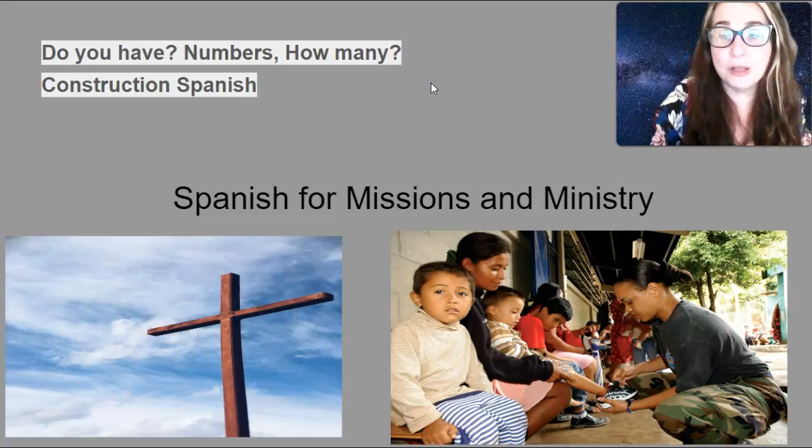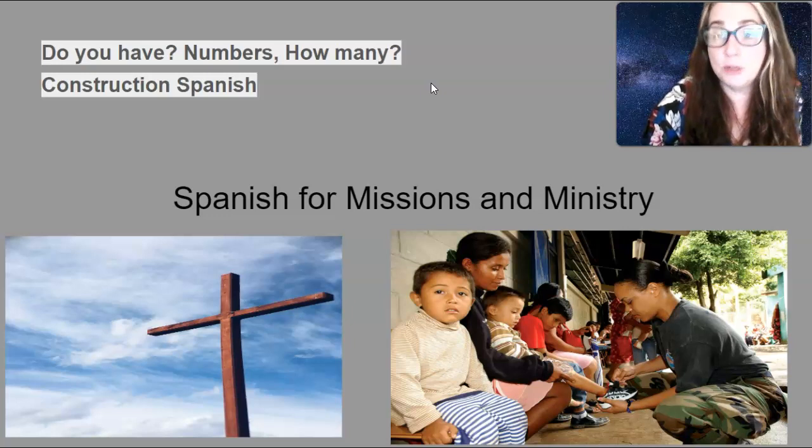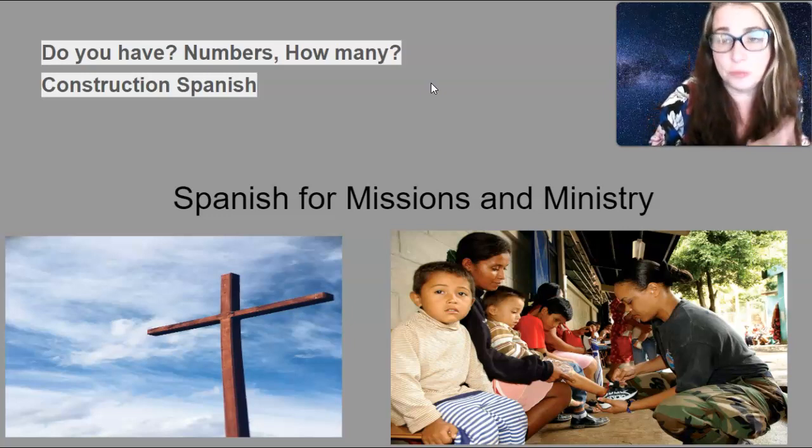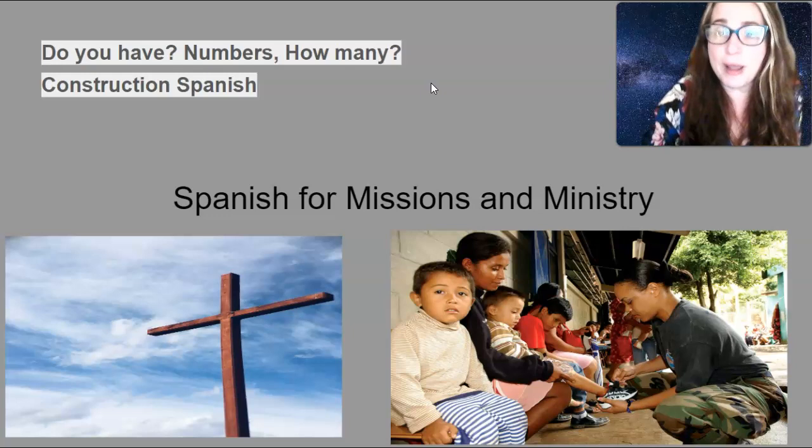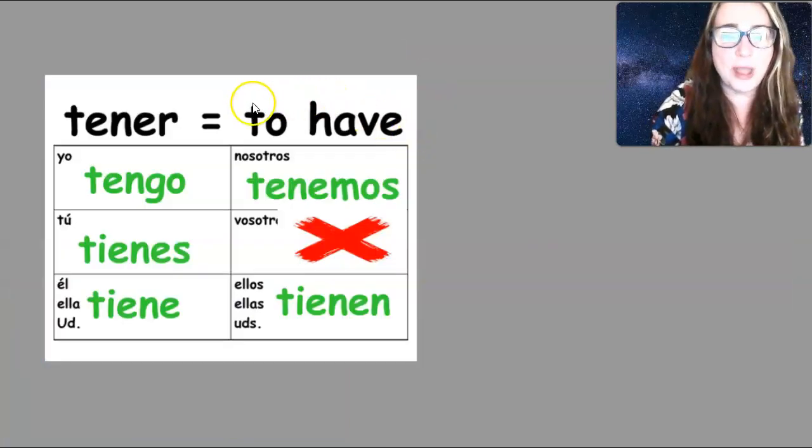Today we're going to talk about construction Spanish. The last half is basically construction Spanish in sentences, very easy sentences that we'll build up to. So if you don't want to learn those, just watch the first half. We're also going to talk about how to ask somebody how many of something that they have, and we'll learn some numbers. So the word tener is to have.